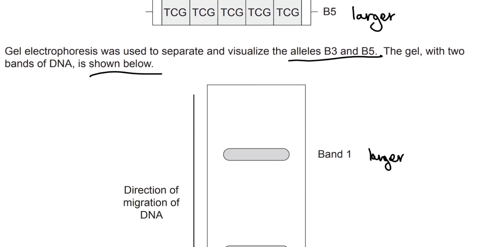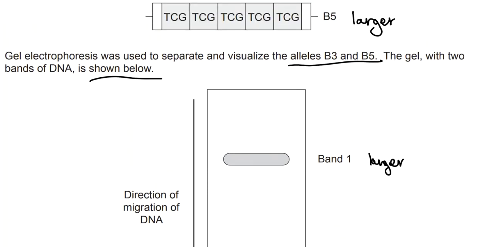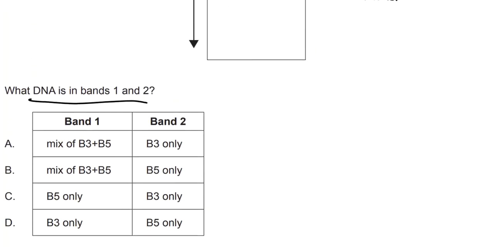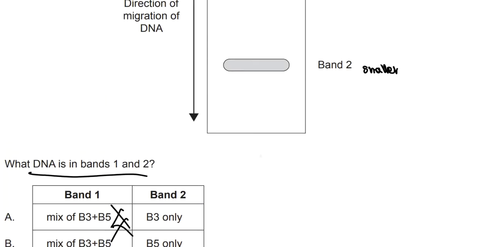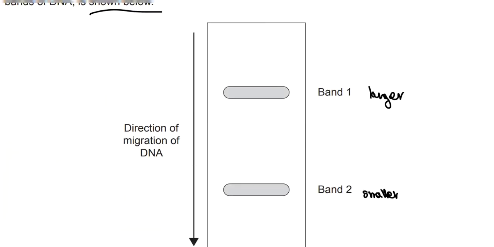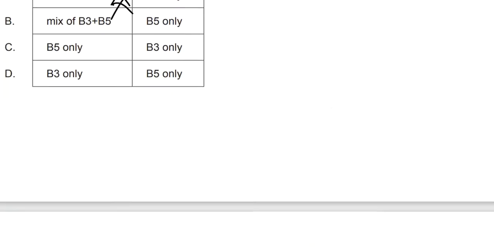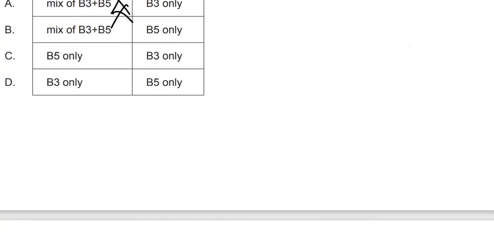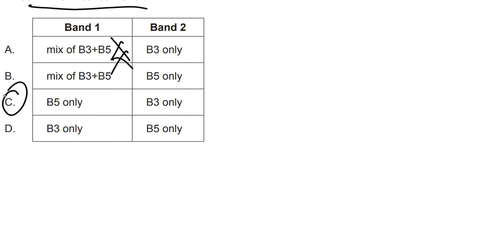So since these bands are far from each other, we can say that these are going to be non-mixes, so it's not going to be a mix one. And band 1 is going to be the larger band, which is going to be B5. So our answer to this question will be C. Band 1 would be B5, band 2 would be B3.